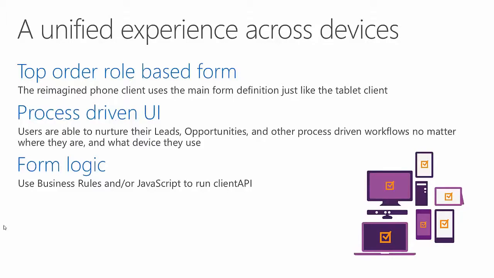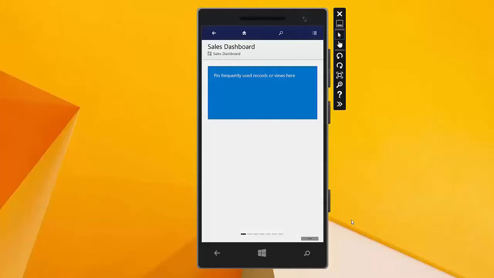Now with the reimagined phone app, you can customize a single form which is then used by the web, tablet, phone, and Outlook client. One of the other major limitations with the prior phone app is that it did not support running any business rules or JavaScript. With the new phone app, the same business rules and JavaScript can run across all devices, providing a consistent and highly extensible experience. Let's take a quick look at the experience of the new reimagined phone app.